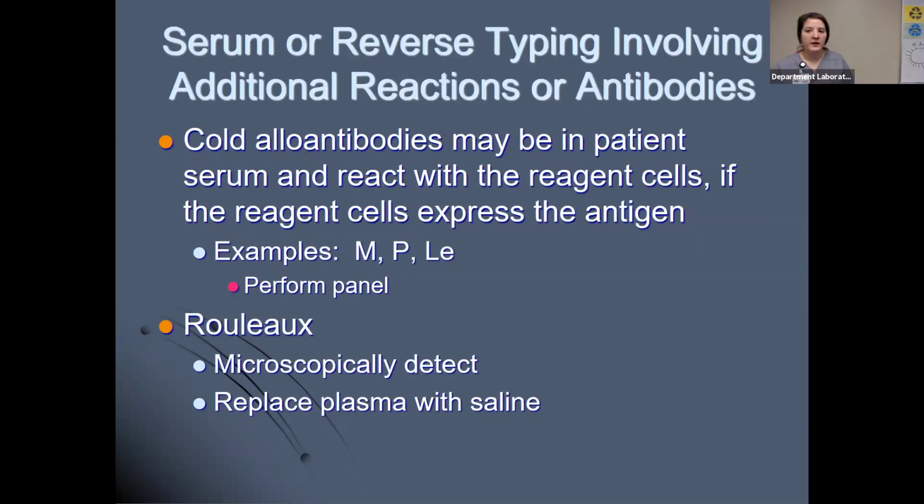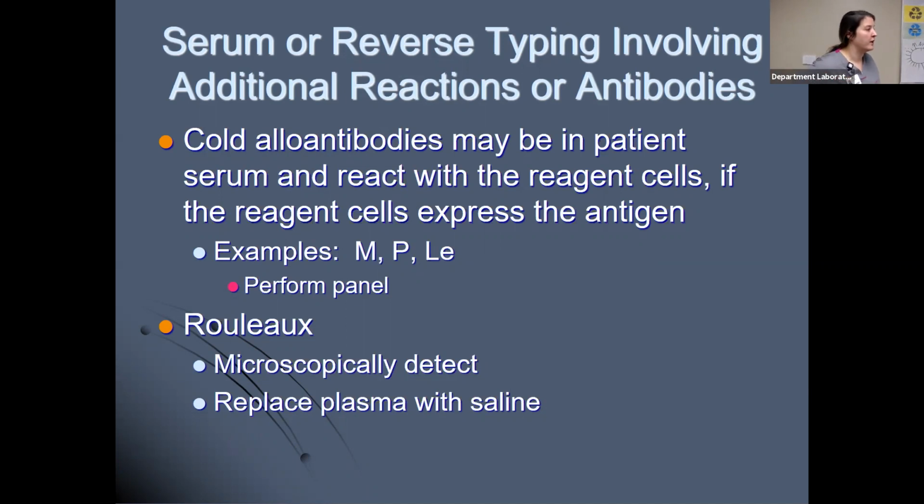All right, so there's another one. Let's say you have an additional reaction in your reverse type. It could be due to some type of cold reacting alloantibody. A very good example of this is anti-M. It's a cold reacting antibody. It could be P. It could be Lewis. All right.